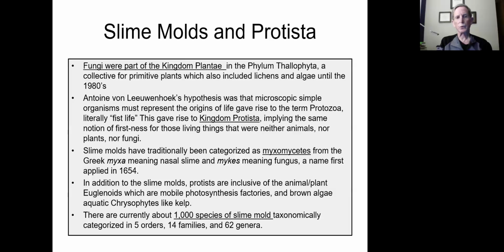Slime molds and protista. The fungi are sometimes called the fifth kingdom because obviously there were plants and animals all the way back to Aristotle and beyond. People recognized that distinction, but it wasn't until van Leeuwenhoek came along with the microscope. He actually worked in the fabric industry, and he wanted a way to take a better look at the fabric. That's why he came up with a microscope.